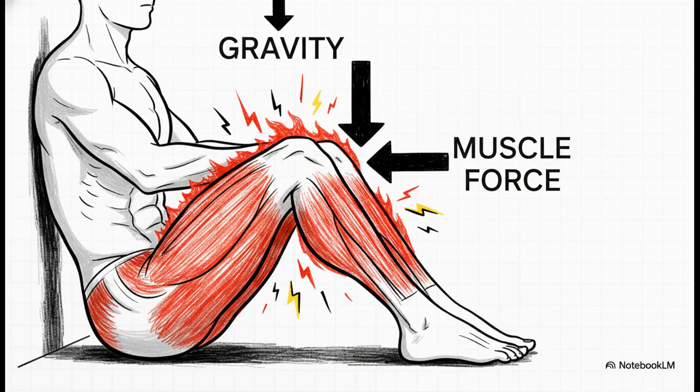A perfect example, the ski sit. Oh man, if you've ever had to do one of these in a gym class, you know the feeling. Your quads are screaming, they are on fire, they are absolutely contracting to hold you up against gravity, but your body isn't moving an inch. That static hold, that's a pure isometric contraction right there.